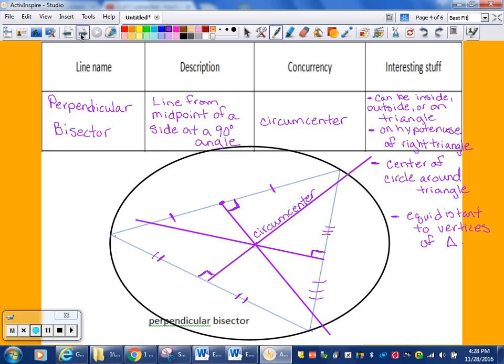Okay, so there are your 4 points of concurrency and the facts you need to memorize about them. I cannot stress enough how much you need to memorize this stuff in order to know it.